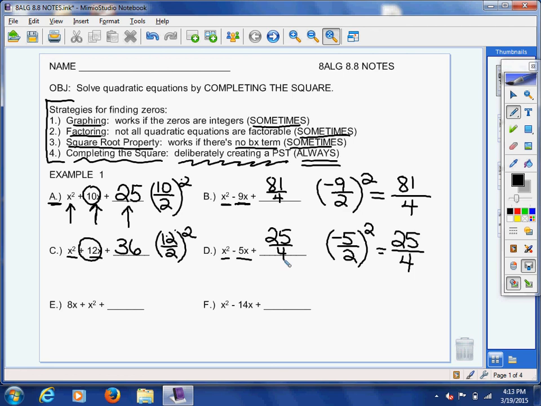Okay? So I've given you the process. First step, make sure it's in descending order. That's going to really affect you in letter E. I'm going to make that extra credit, okay? And then take b, put it over 2. If it's an even number, go ahead and divide it, and then square that quotient, okay?